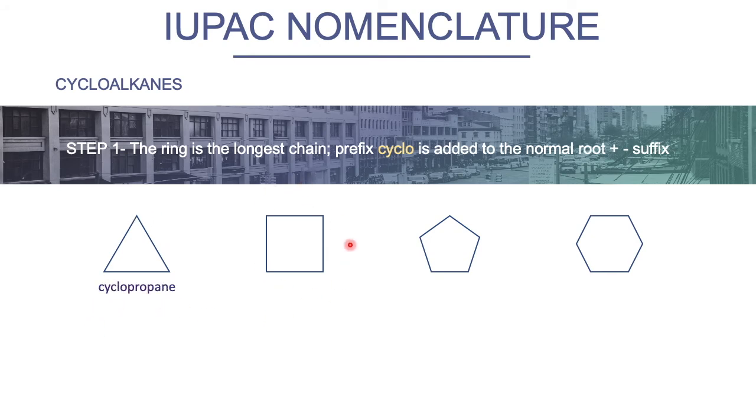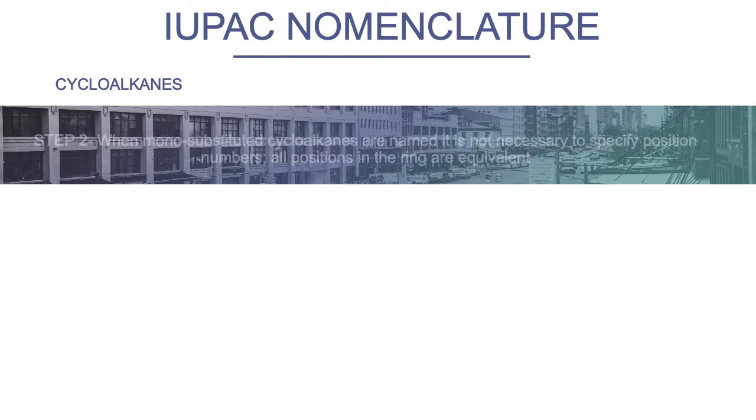So you can already guess what will happen to this one. This is cyclobutane, which is butane in a cycle. This one is cyclopentane. And as you know already, this one should be cyclohexane. Now, what if they have substituents attached? Let's look at that. When monosubstituted cycloalkanes are named, then you do not have to number the positions. All the positions in the ring are equivalent.